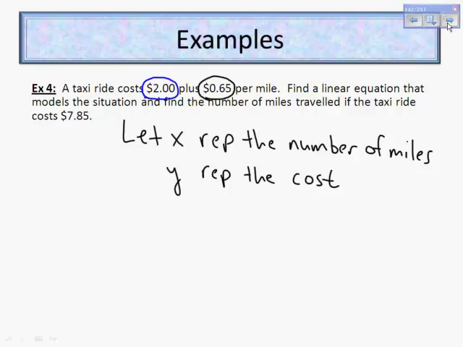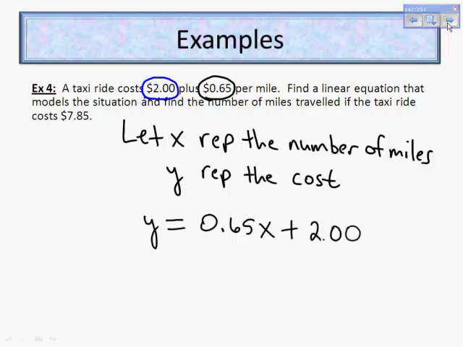So from those two pieces, I can get the total cost of a taxi ride, as a function of the number of miles. So I can say that y is equal to 0.65, or 65 cents, times x, which represents my number of miles, plus what they are charging me of $2.